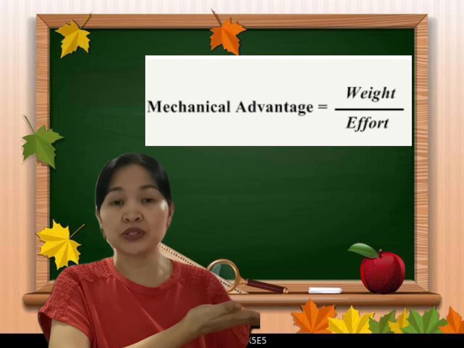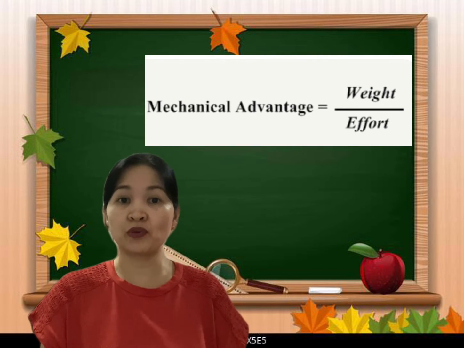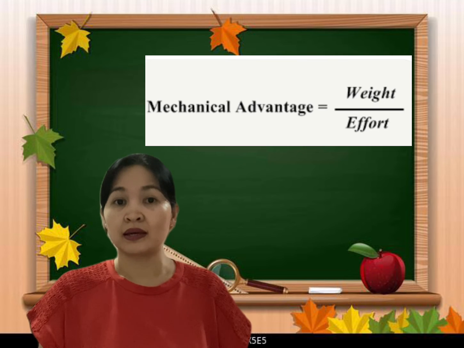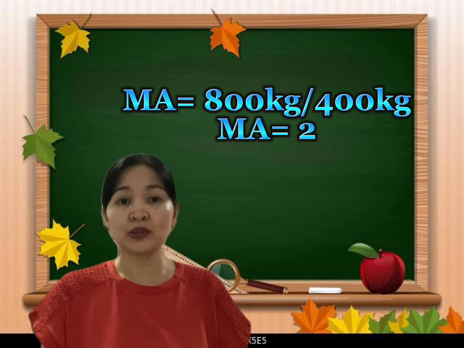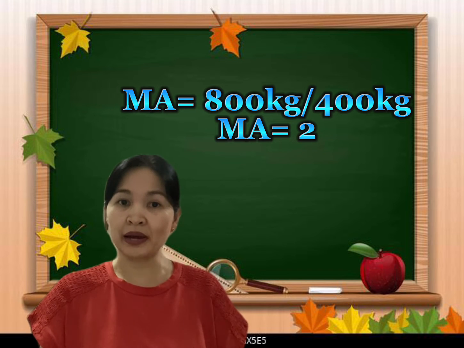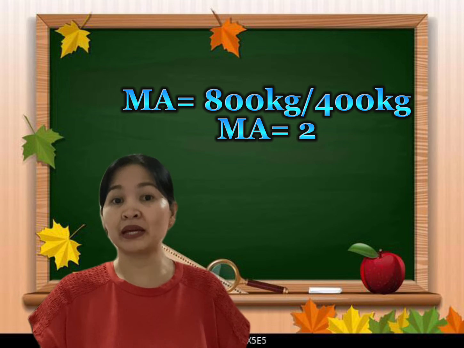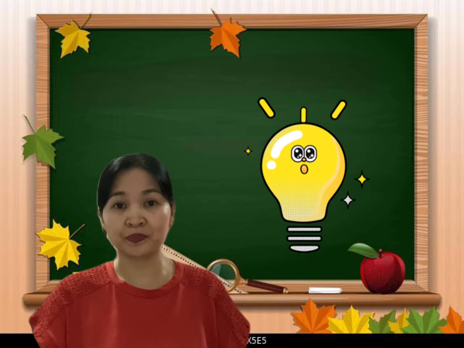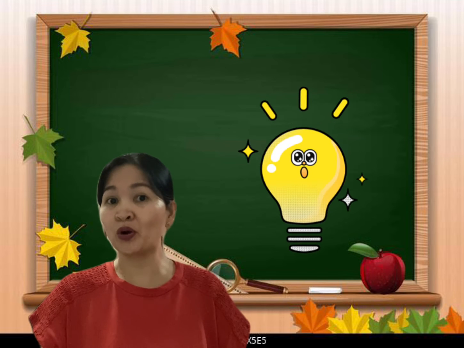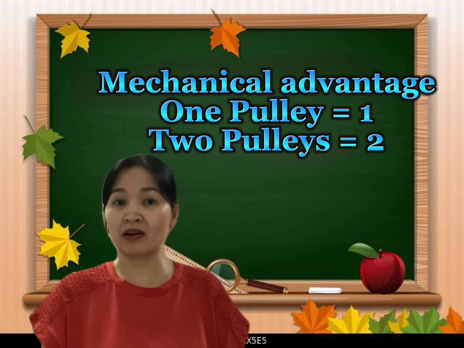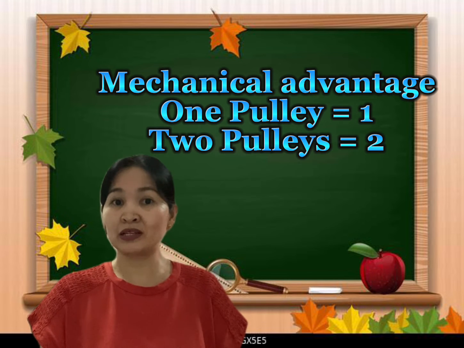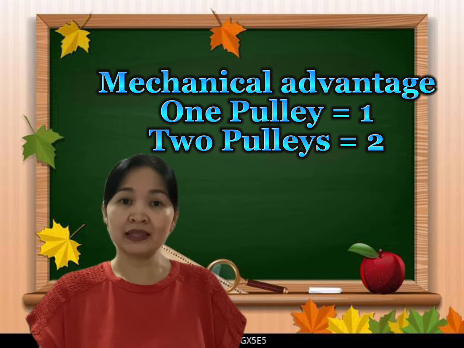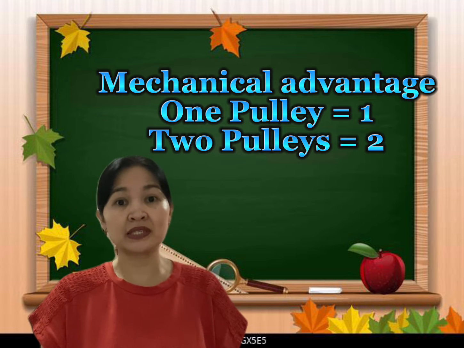This is the equation to compute the mechanical advantage for the pulley. Mechanical advantage is the load divided by the effort. So let's say the load is 800 kilograms and the effort produced is 400 kilograms. Then the mechanical advantage is 2. Remember that the more compound the pulleys are, the easier the load to lift. So the mechanical advantage of one pulley is 1 and the mechanical advantage of 2 pulleys is 2.